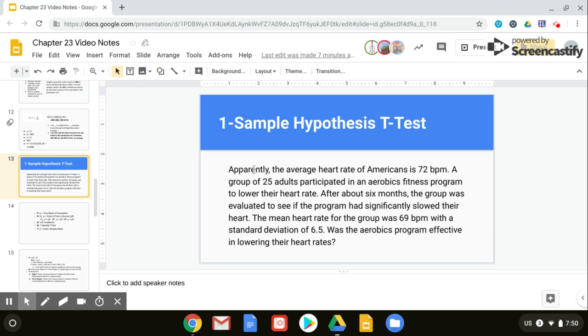So now we're looking at a one sample hypothesis t-test. The problem for this is apparently the average heart rate of Americans is 72 beats per minute. A group of 25 adults participated in an aerobics fitness program to lower their heart rate. After about 6 months, the group was evaluated to see if the program had significantly slowed their heart rate. The mean heart rate for the group was 69 beats per minute, with a standard deviation of 6.5. Was the aerobics program effective in lowering their heart rate?